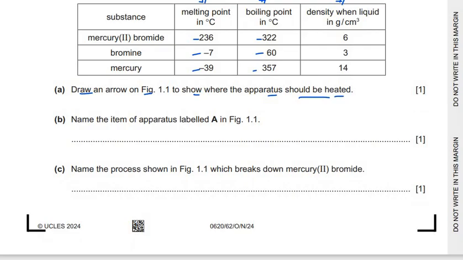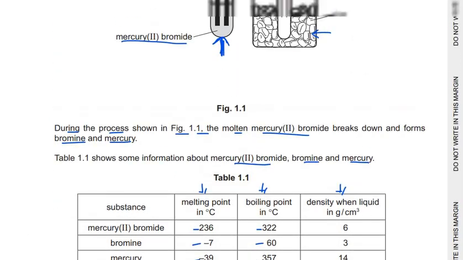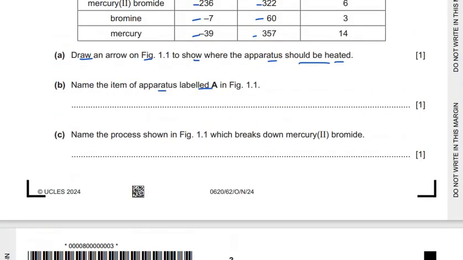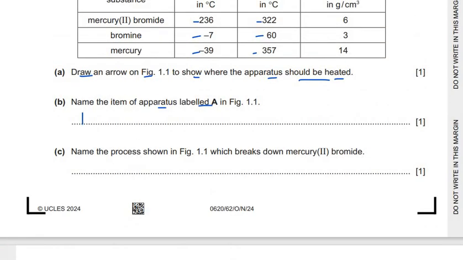Now name the item of the apparatus labeled A. Now where is the apparatus A? Okay, apparatus A is labeled to the boiling tube. Now you can even label it as a test tube, but I'll suggest you write boiling tube because the boiling tube is a little bigger than the test tube, plus it is used for heating or cooling purposes. So here I'll suggest you write boiling tube rather than test tube.